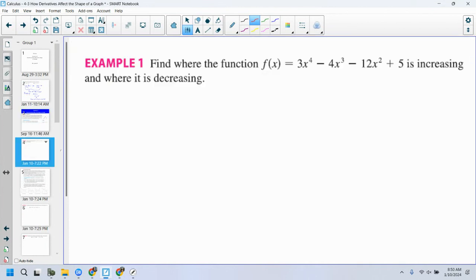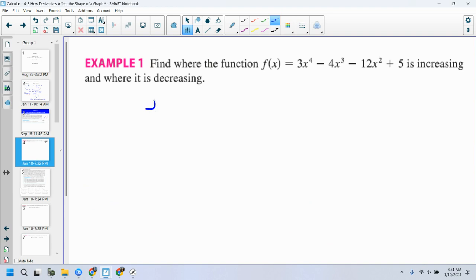So let's use that. Find where this function is increasing and decreasing. We are going to be working toward being able to graph functions like these without needing calculators, without needing technology to graph them. We're going to be able to visualize what's going to happen on this graph without any sort of calculator. Now, let's use the increase-decrease test to tell me where this is increasing and decreasing.